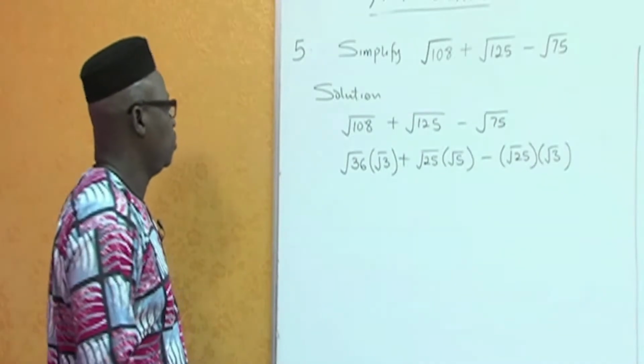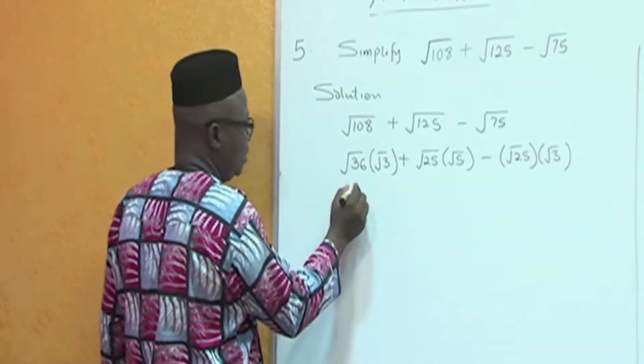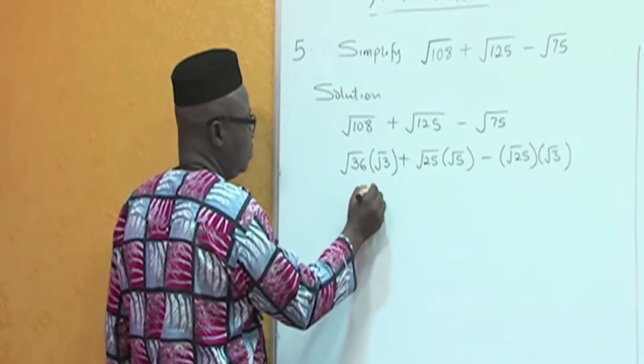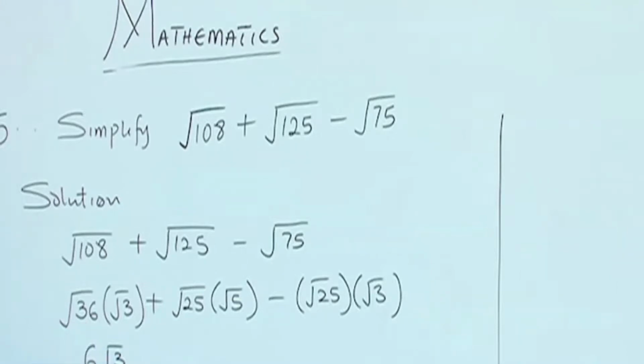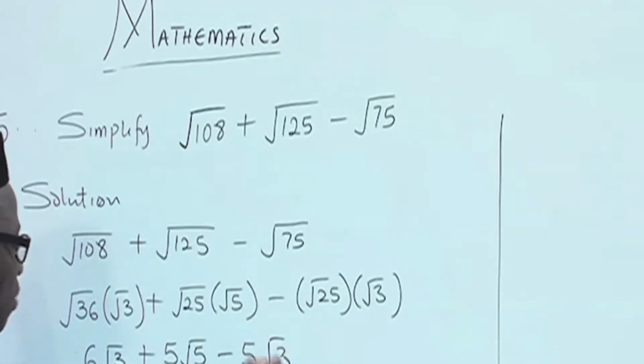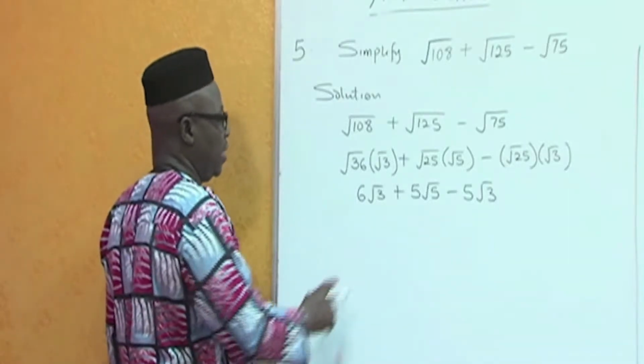So at this point, we'll simplify. Root 36 is 6, so this is 6 root 3. Plus root 25 is 5, then this root 5 will be in place. Then minus root 25 here is also 5 root 3. Now we are going to bring the similar surds together.